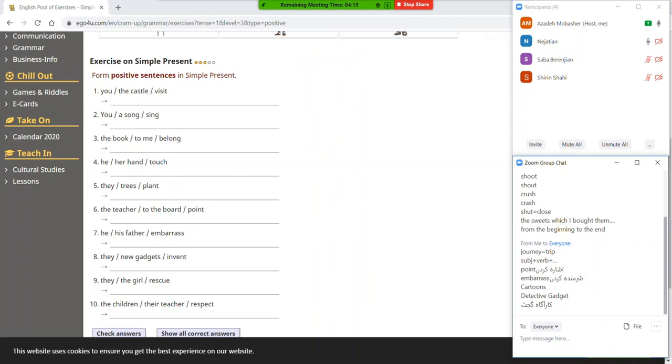And what does Detective Gadget do? He does something in the... Invite, دعوت کردن میشه. No, it doesn't mean that. Not invite. Invent means اختراع کردن, dear. Invent is a verb and it means اختراع کردن. But what does gadget mean?